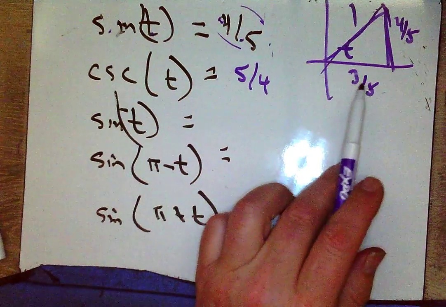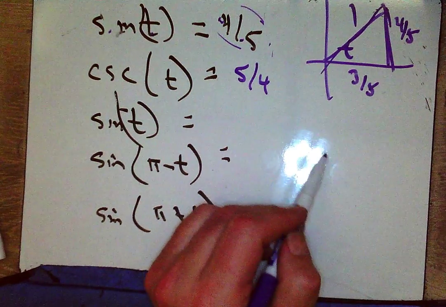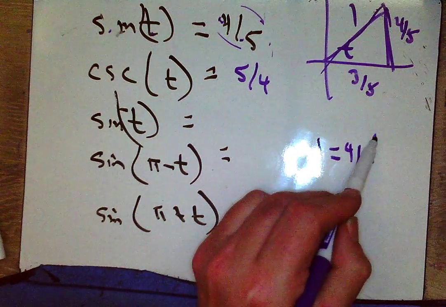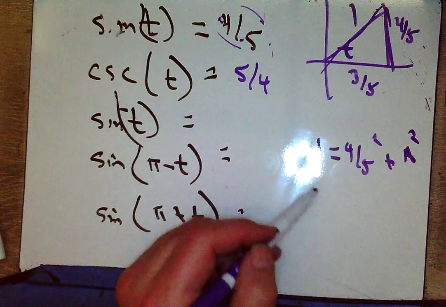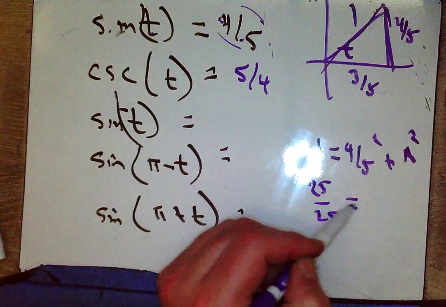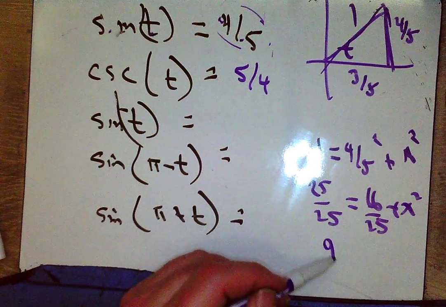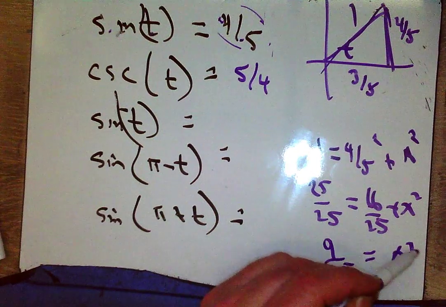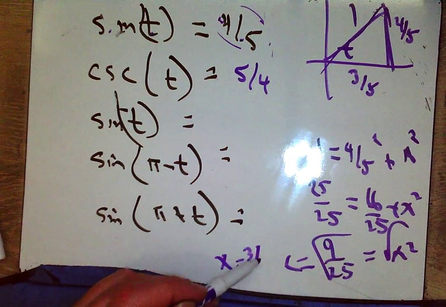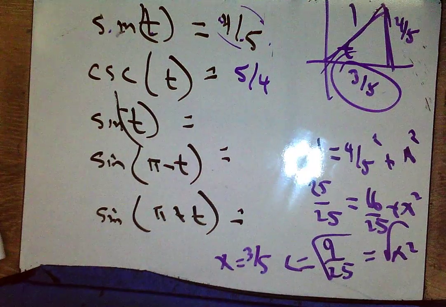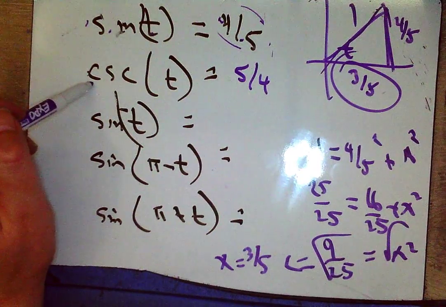And so how did I find this one here? I used the Pythagorean theorem. I did 1 equals 1 squared plus adjacent squared. And so 25 over 25 is 16 over 25 plus x squared, which gives me 9 over 25. If we take the square root of both sides, we get that x equals 3/5. There we go. Okay? All right. So these I know are reciprocals.